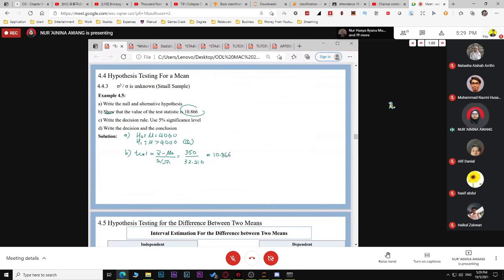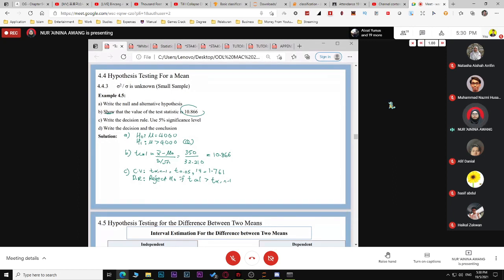Okay. And then for C, write the decision rule, use 5% significant level. Okay, so you punya CV, so for CV, since the case is more than, so T alpha N minus 1. Okay, so T 0.05, so N is 15, 15 minus 1 is 14. Okay, so dia akan jadi 1.761. And then decision rule, since the case is more than, kata reject H null if T calculated is more than T critical value.